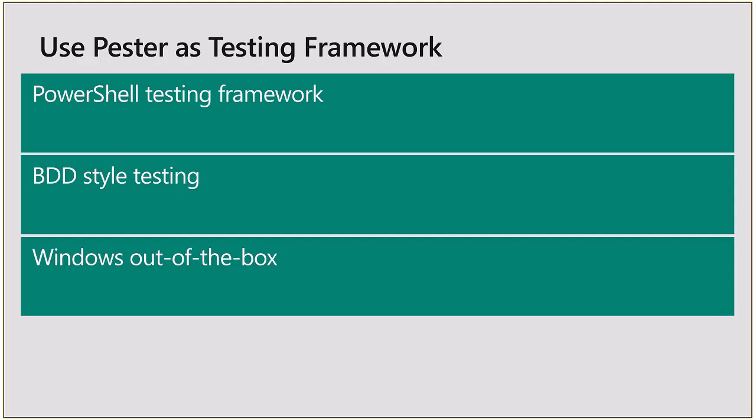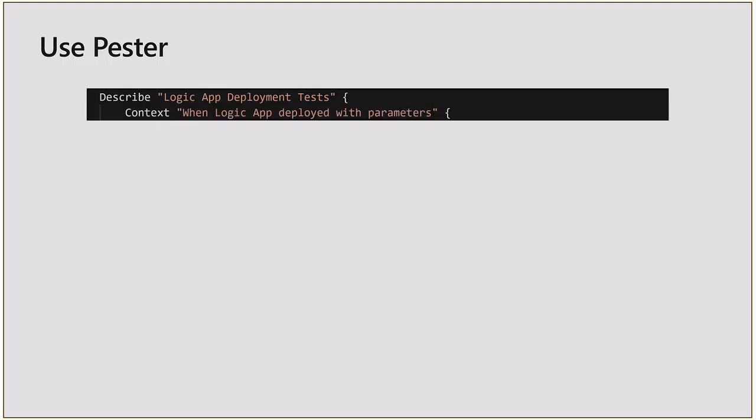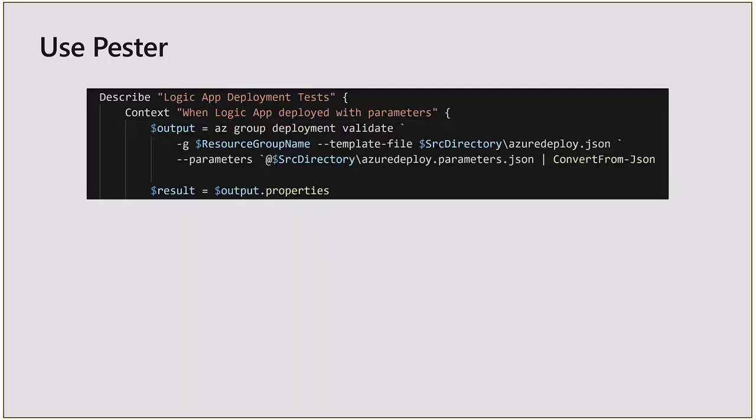So this is sample code for using Pester. First of all, the script needs to describe what the test is about and set up the context boundary, what the test context is. So this is about logic app deployment testing. Within the context, the Azure CLI command is run and the result is captured like this.